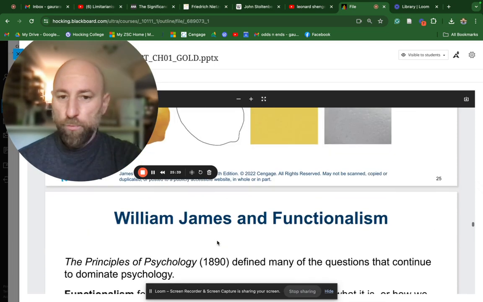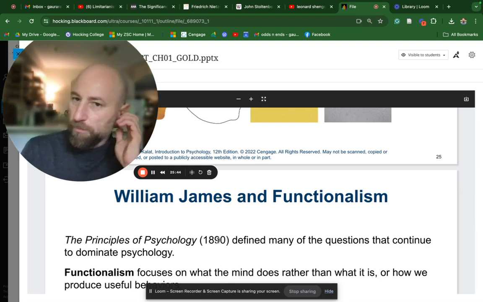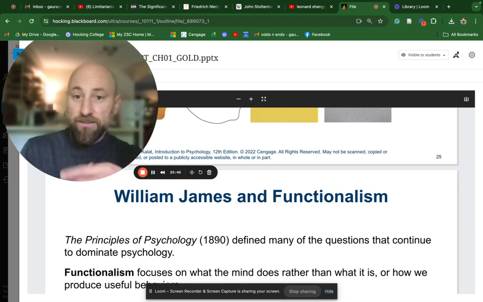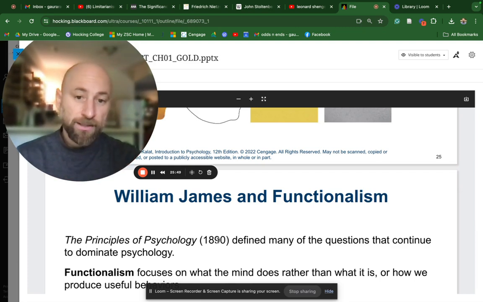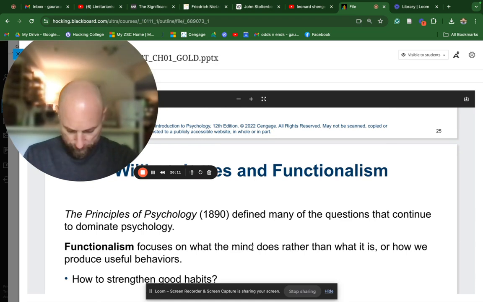William James, in his 1890 book, Principles of Psychology, is a little bit more philosophical rather than, say, experimental, but he's thinking about things in much the same way a modern psychologist would. So that's kind of what separates his work from, say, earlier work by philosophers. He's sometimes considered a psychologist, but really he's more of a philosopher. And many of the questions that continue to dominate psychology came from him. His school of thought was called functionalism.